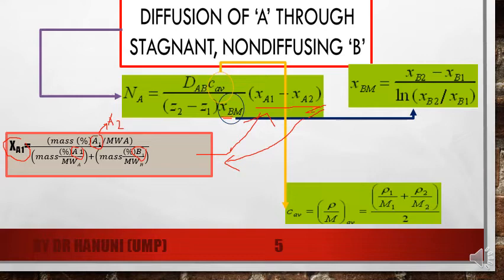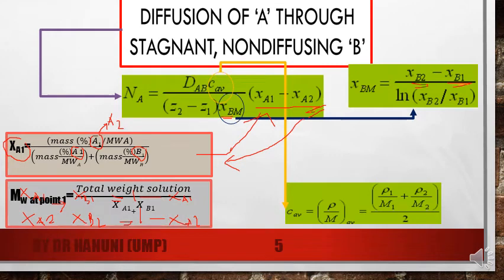All right, so here we also have XB2 and XB1. How can we obtain XB2 and XB1? Once you have XA1 and XA2, you can directly get XB1 and XB2. XB1 is 1 minus XA1, and XB2 is 1 minus XA2. Okay, the same goes for molecular weight, just use the same concept.